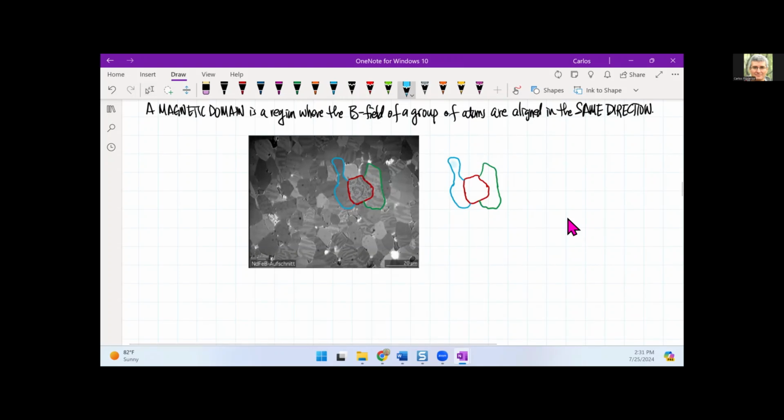So if I look at this domain, maybe I have a magnetic field that points in that direction. So all of these moments are pointing like this. Maybe this domain points in a different direction. Let's say it goes in that direction. Or like this. So each of these guys is a domain where you have a group of atoms that have their magnetic moments aligned.